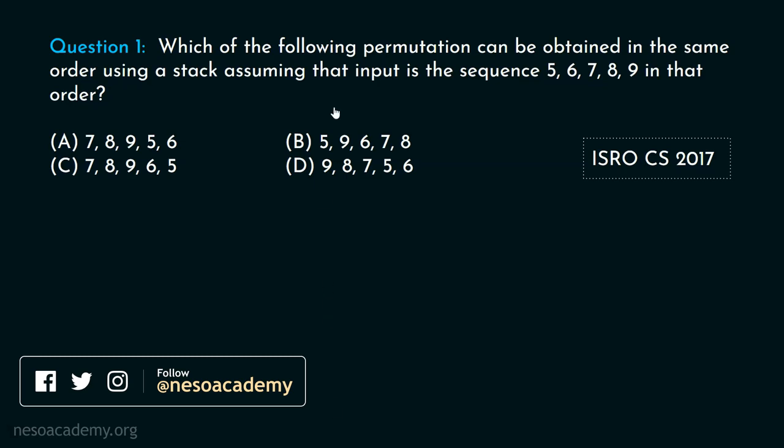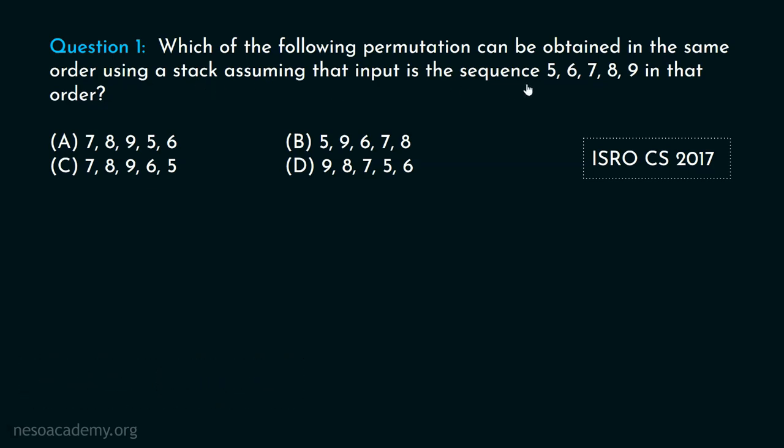I hope you're done. Okay, let's move on to the solution. This question is asking us which of the following permutation can be obtained in the same order. These are all the permutations available. Now we have to find which of these can be obtained using a stack, assuming that the input is the sequence 5, 6, 7, 8, 9. The first element that needs to be inserted is 5, then 6, then 7, then 8 and finally 9, right? This order is important.